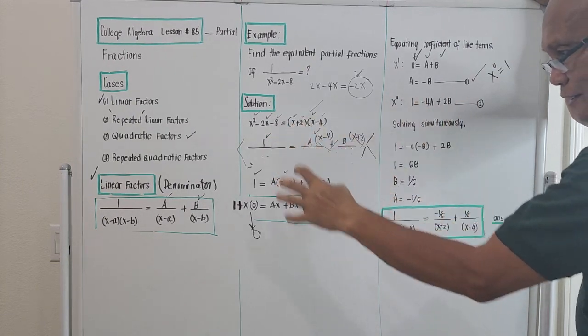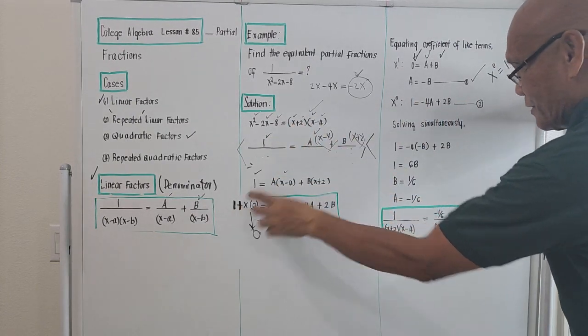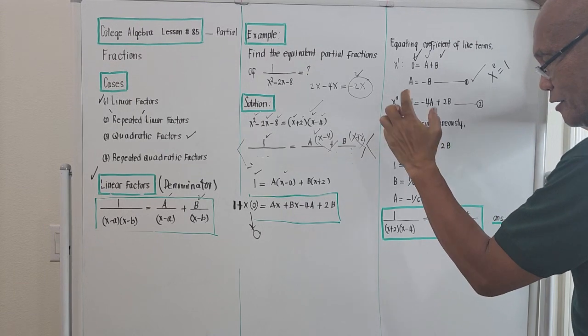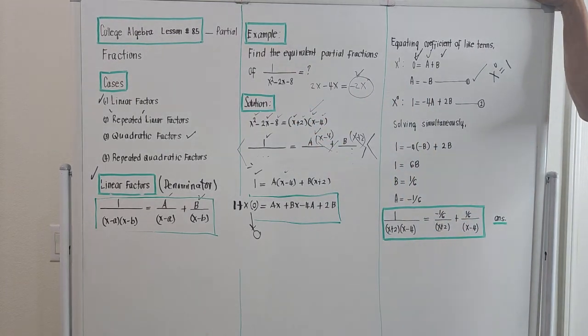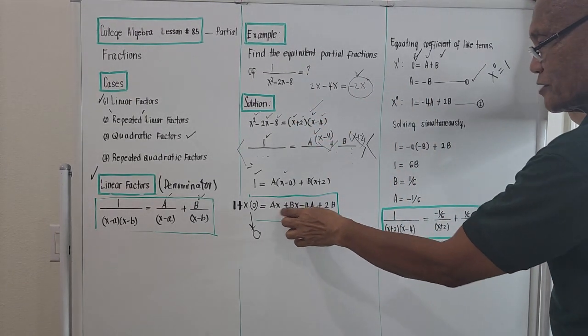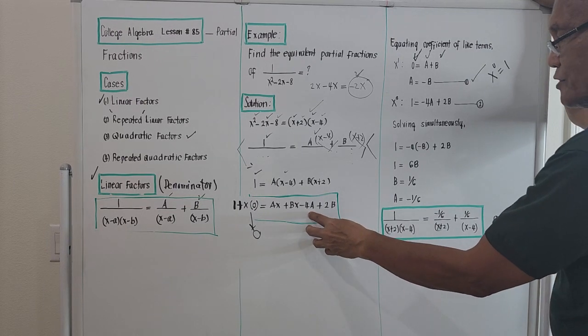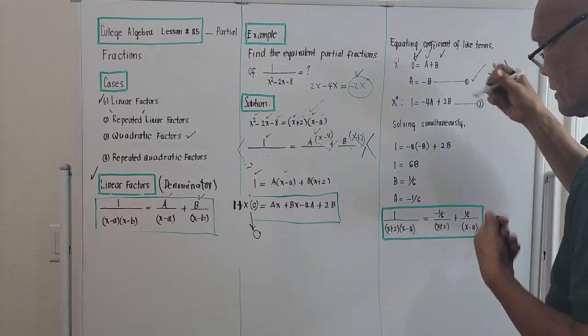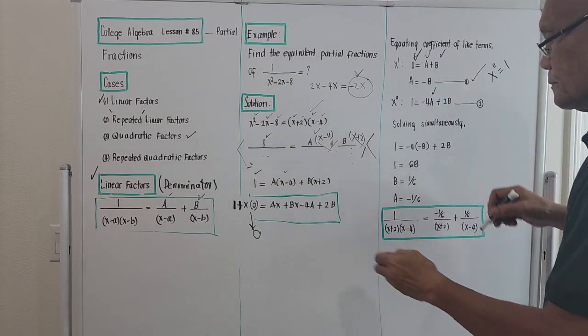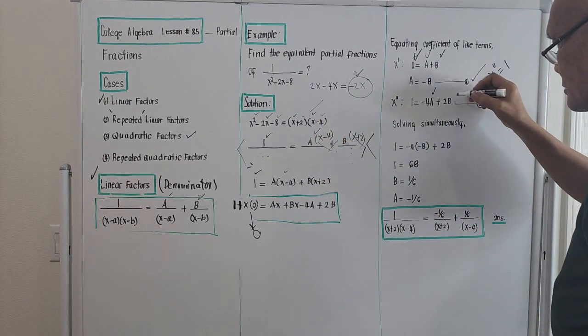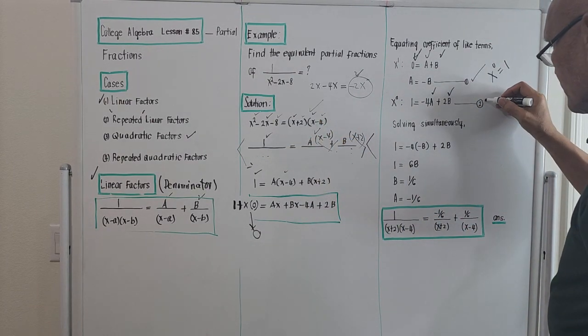So on the left hand side, this is 1, right? On the right hand side, we are done with this ax and bx, right? Minus 4a is a constant, so this is minus 4a. 2b is a pure constant, it's 2b. We call this equation number 2.